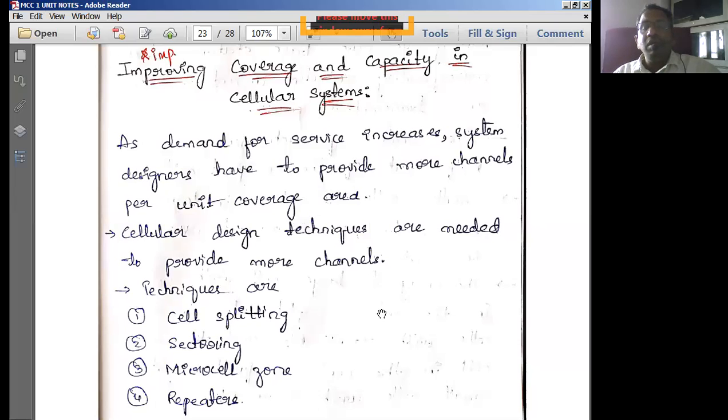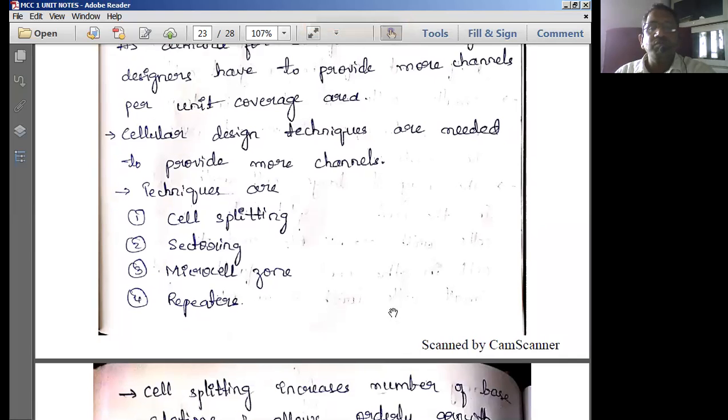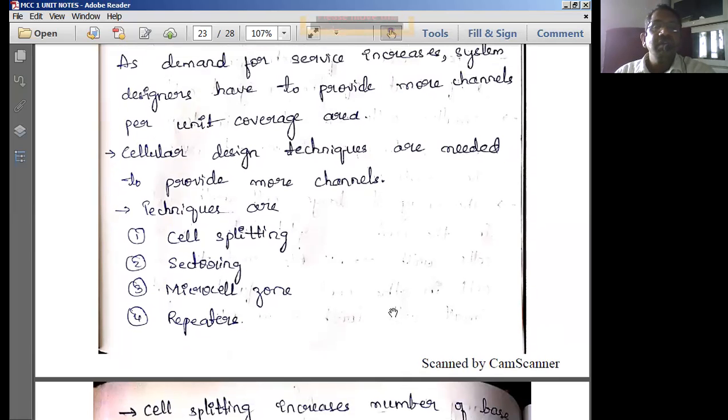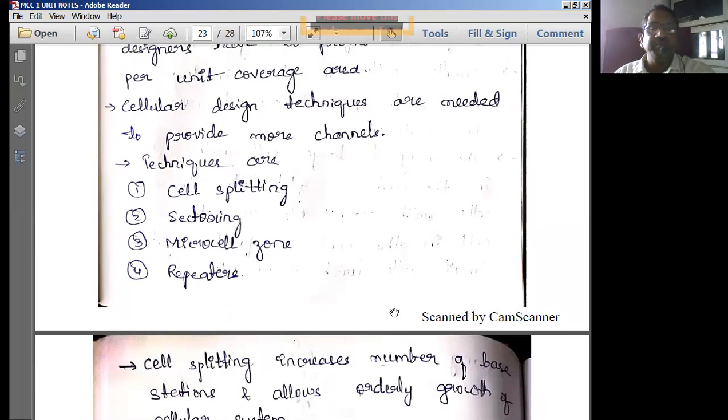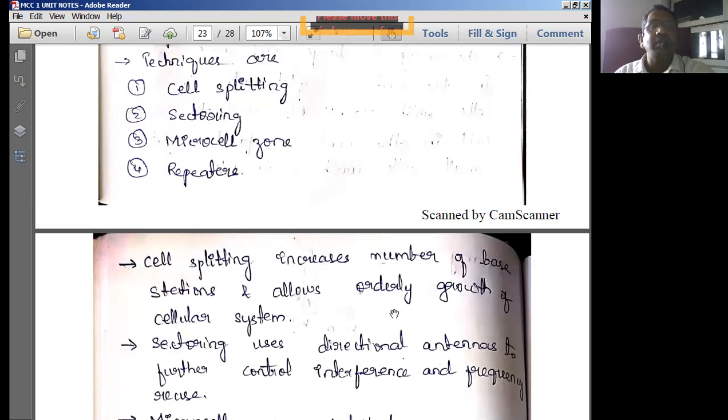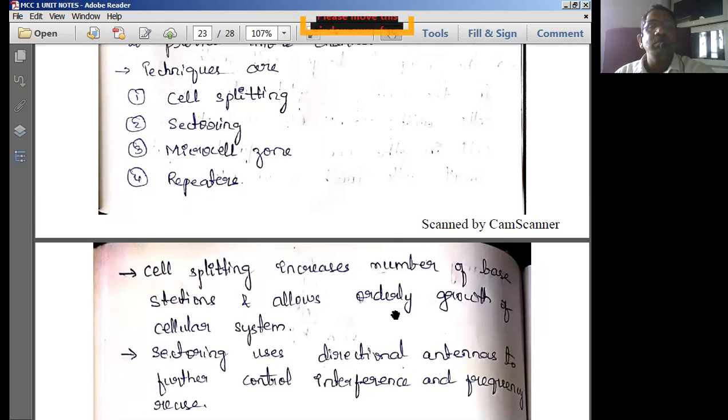In order to provide more channels to the mobile users, cellular design techniques have been framed. There are 4 basic techniques in the syllabus: cell splitting, sectoring, microcell zone, and repeaters.